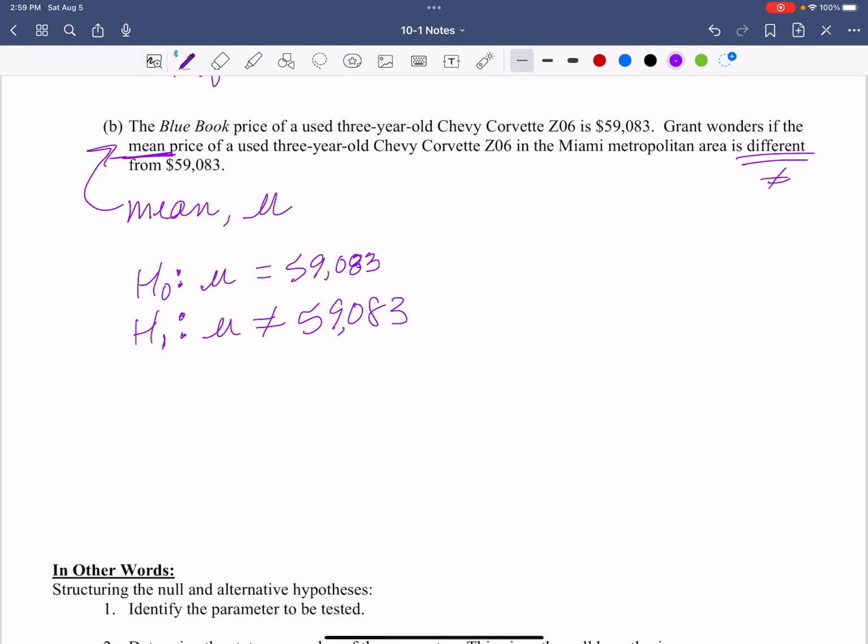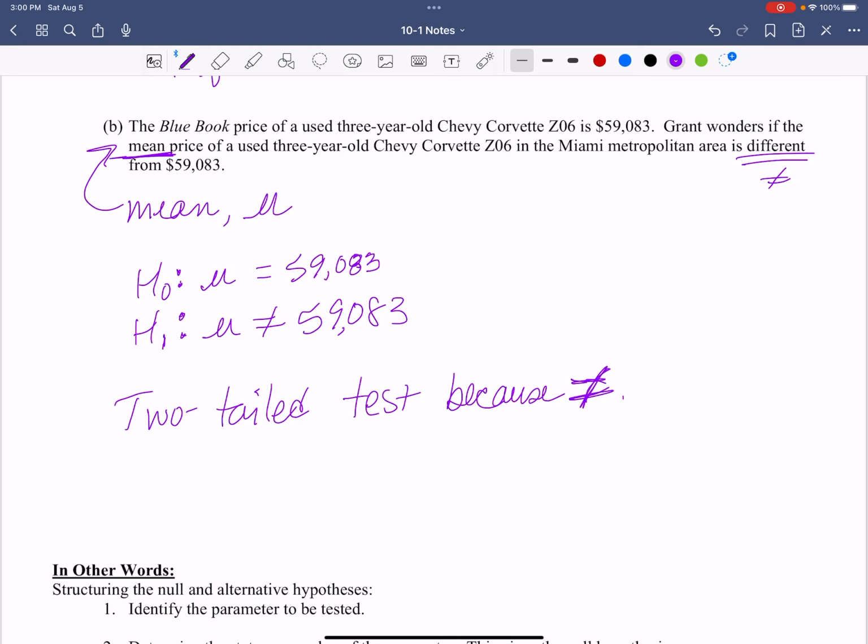So this does not equal 59,083. Are we saying it's more than? No. Are we saying it's less than? No. He just wonders if it's different. So it just doesn't equal the same thing. And so if it does not equal, then what are we going for? Two-tailed. Good. Two-tailed test because it does not equal. That's a does not equal sign.